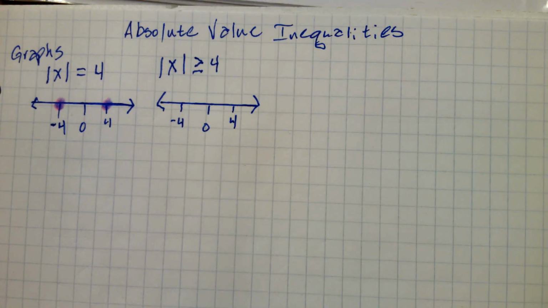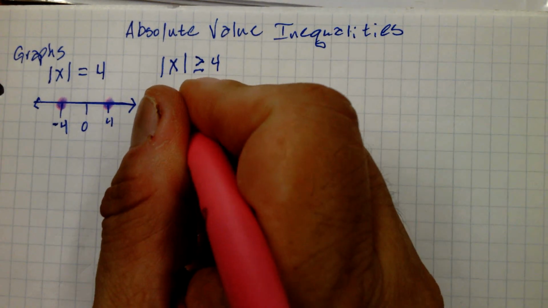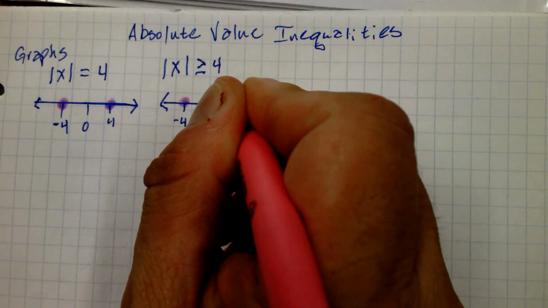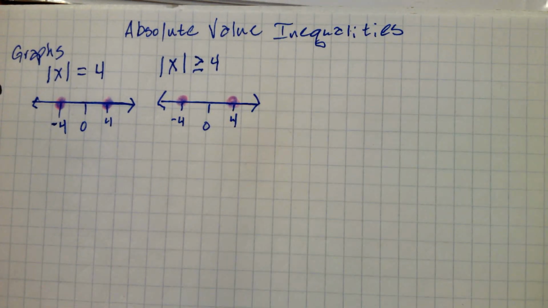All right, so let's take a look. We want this to be true. The absolute value of x is greater than or equal to 4. So because of that equal to, same as before, -4 and 4 are solutions. So put some points there.